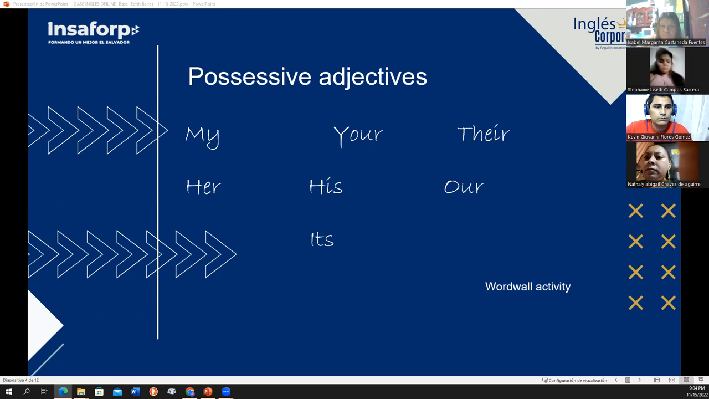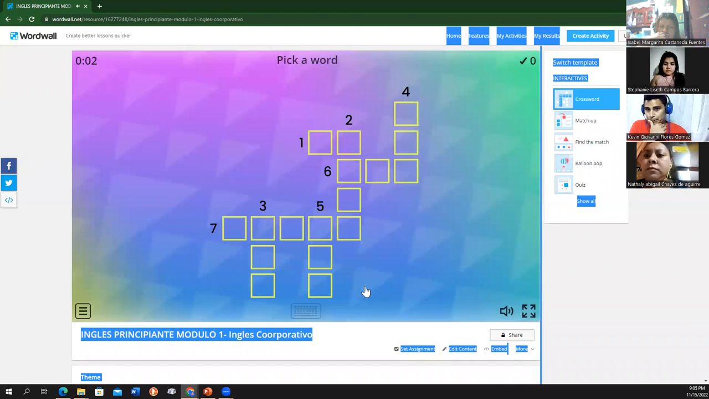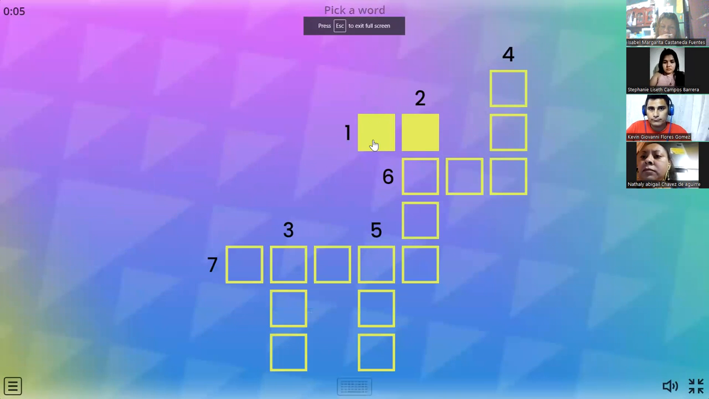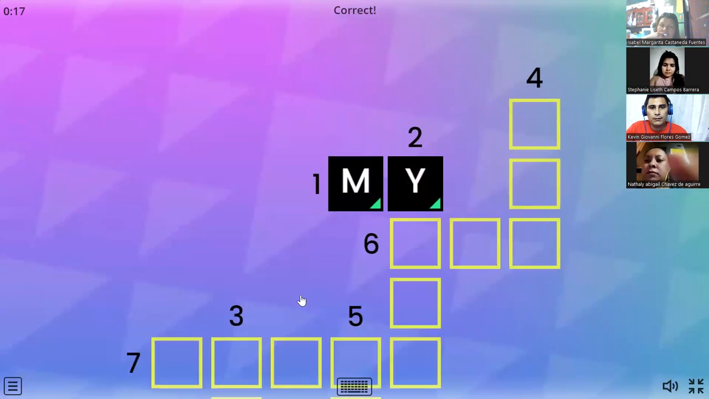Let me, tengo una actividad que ustedes me van a ayudar a deletrearla, okay? Just a moment, un momento. Me van a ayudar a deletrear estos possessive adjectives. Adjetivos posesivos. Okay, number one, cuando me refiero a I, sería mine. Okay.